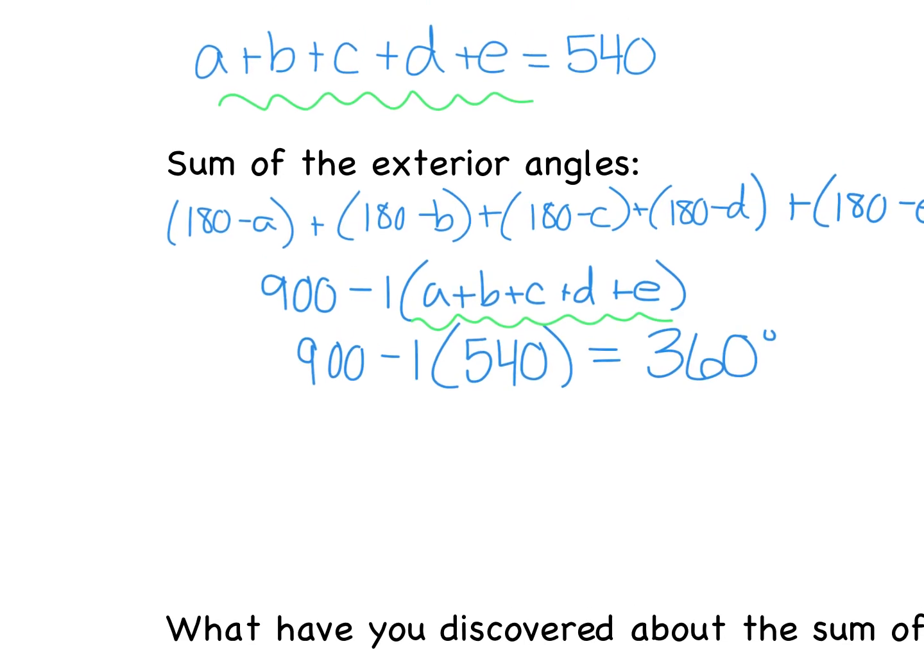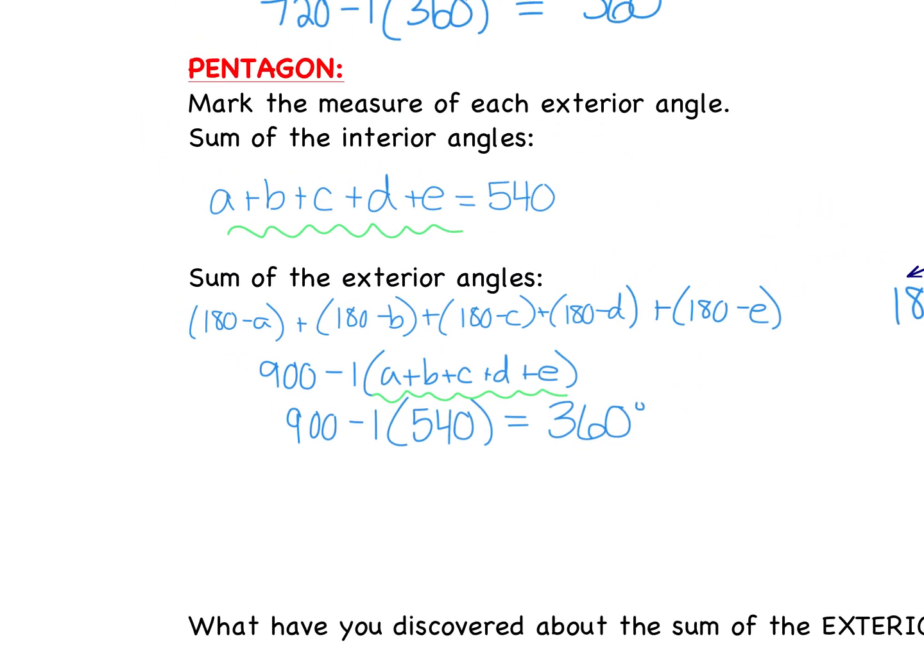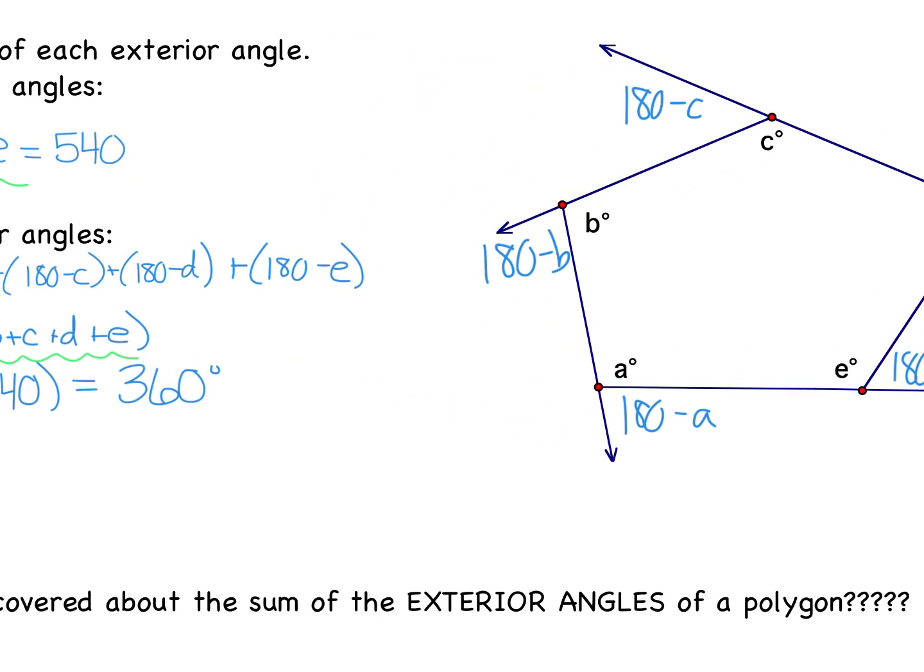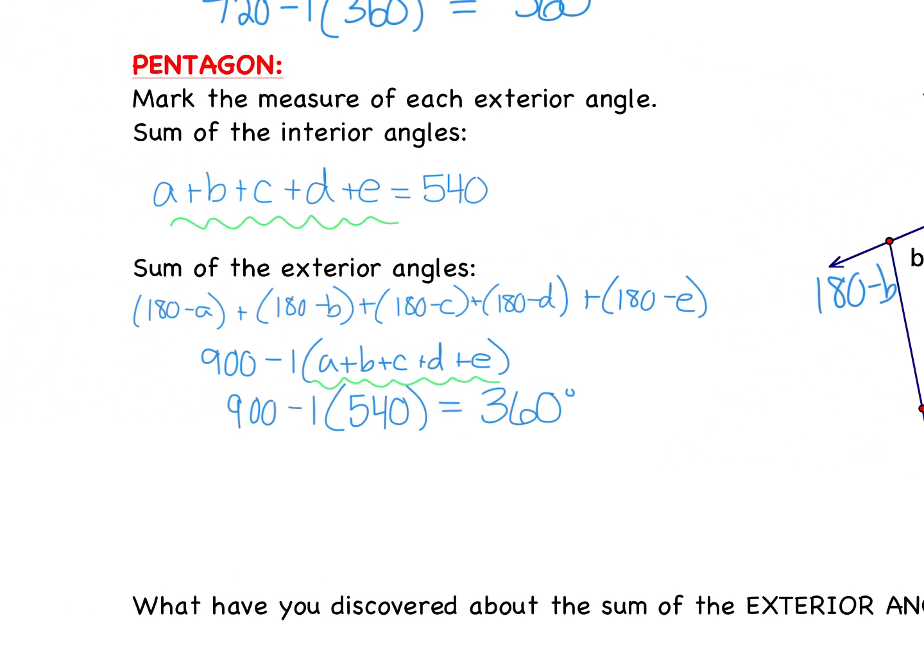Okay, so hopefully you see a pattern that's forming here. The sum of the interior angles is 540. I named all the exterior angles in terms of their adjacent interior angles, and then wrote the equation. I knew that I'm going to have to isolate the A plus B plus C plus D plus E, which I know that value is 540, so I substitute in 540, and it's 360.